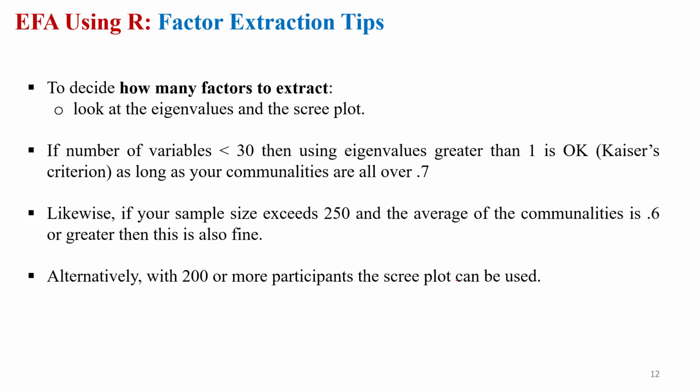Here are a few tips as well. If the number of variables is less than 30, then use eigenvalue greater than 1. That is Kaiser's criteria. Okay, and this holds as long as your communalities overall are more than 0.7. But likewise, if your sample size is more than 250, then an average communality of 0.6 would also be fine. And alternatively, if the sample size is 200 or more, then the Scree plot can be used in order to extract the number of factors.